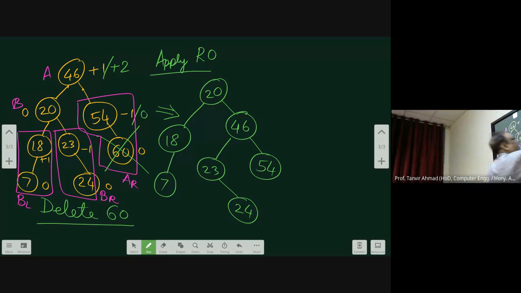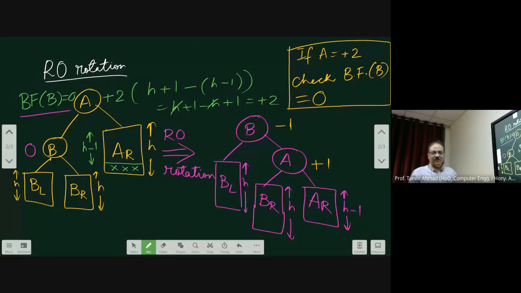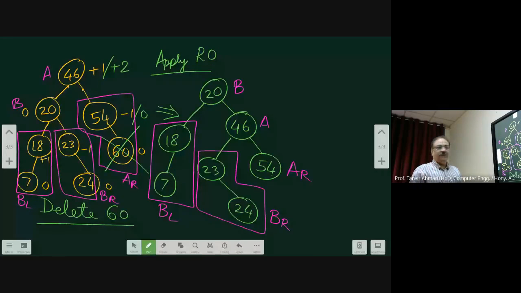Now you are going to check over here. This is B. This is A. This is A of R. Now this is B of L. And this is... now you check with this one. Same. We are in the left of A. Here also we are in the left of A. Correct?